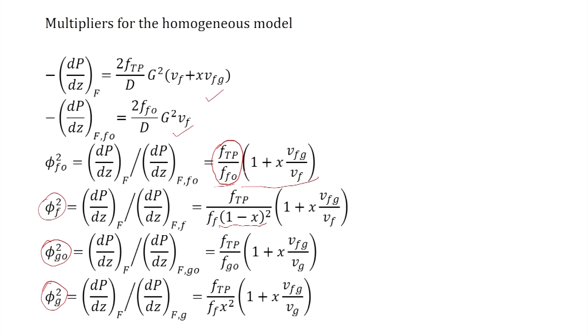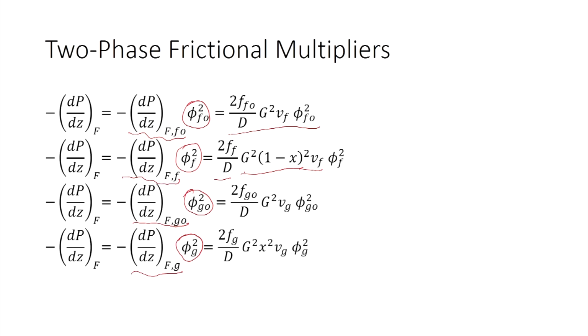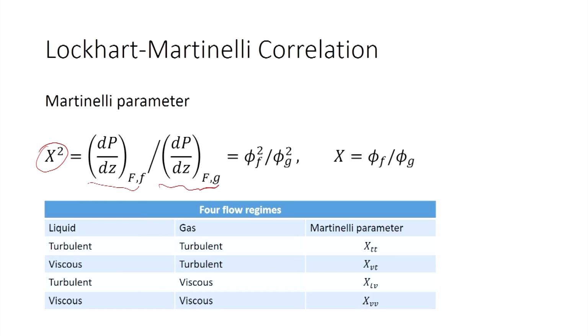And notice the definitions of phi_f squared and phi_g squared, this and this. So, using these two expressions we can obtain the Martinelli parameter and we get it as phi_f squared upon phi_g squared. Phi_f and phi_g are yet unknown. So, X is also equal to phi_f upon phi_g. Now, the question is how to estimate X. For that, correlations are required.